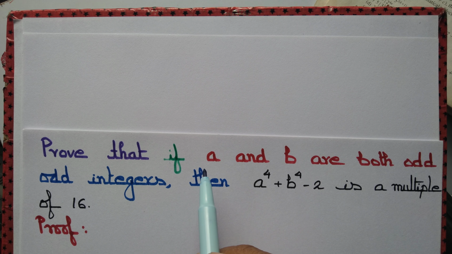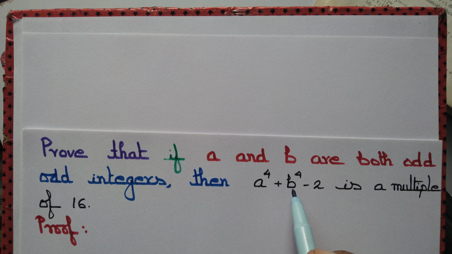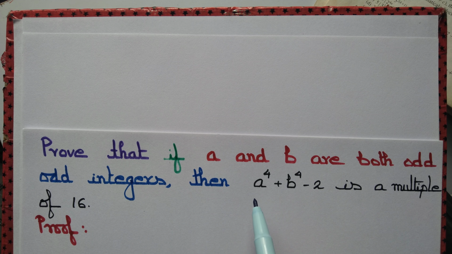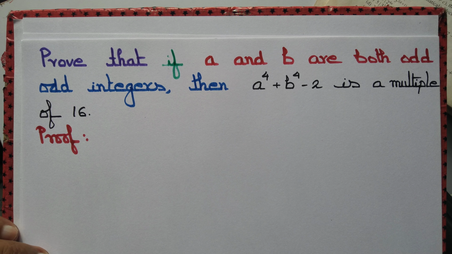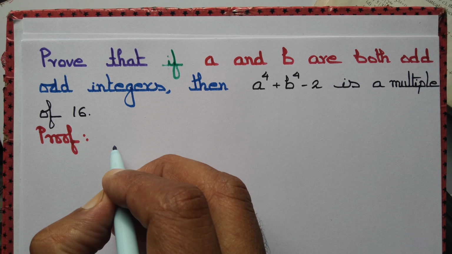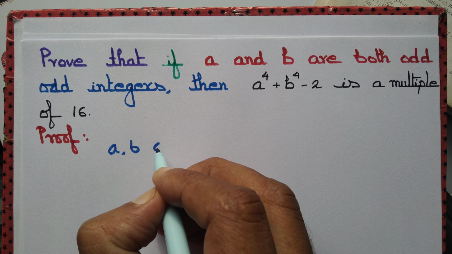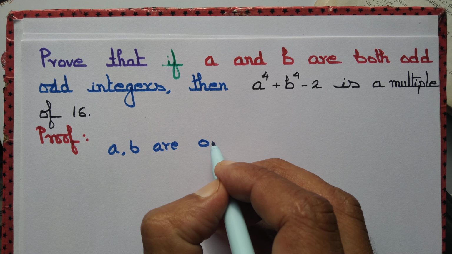Let's prove that if a and b are both odd integers, then a to the power 4 plus b to the power 4 minus 2 is a multiple of 16, or a to the power 4 plus b to the power 4 minus 2 is divisible by 16. So a, b are odd integers.